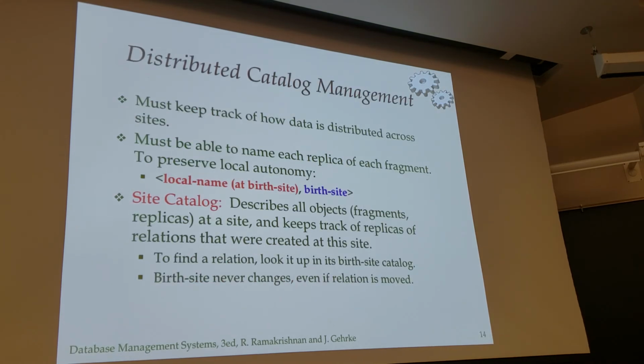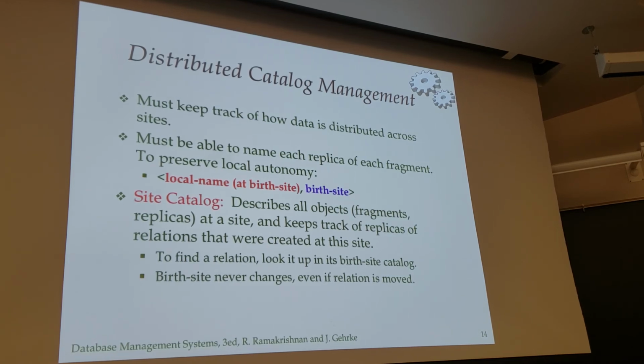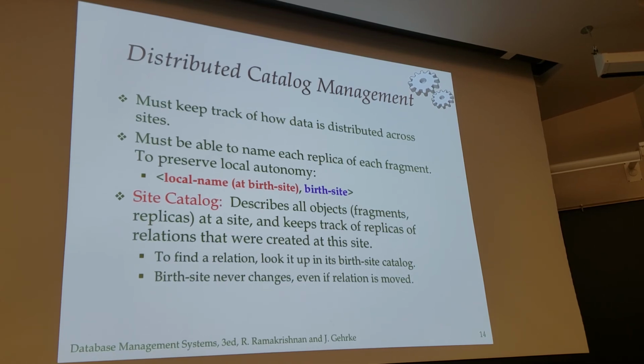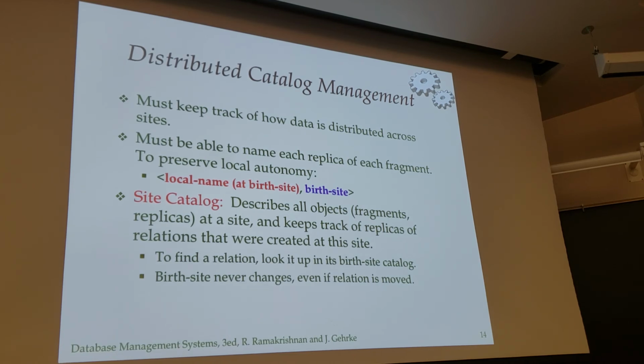Now, we're going to talk about distributed catalog management. And think of this as just being distributed data, metadata. I need to know what the metadata is across all the database systems that I'm managing so that I can go ahead and do optimization of queries that may be touching multiple sites. So I need to be able to, in a distributed database, identify data by its birth site.